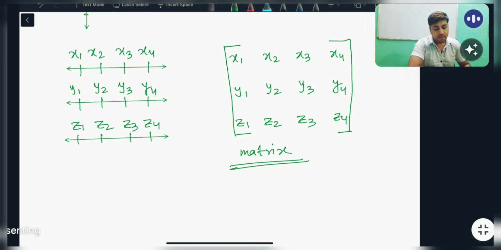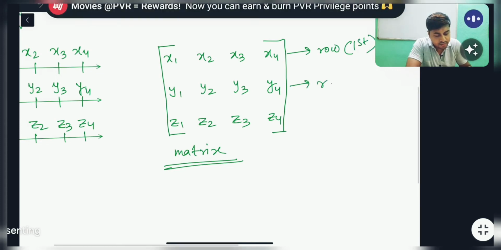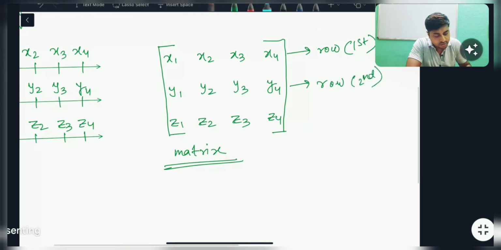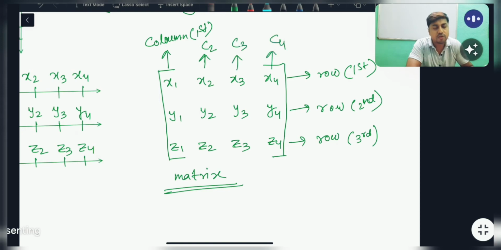Okay, where this is called a row. Row means there is first row, that is row second, that is row third. And in this way, this is called column first, that is C2, C2 means column 2, that is column 3, and that is C4, C4 means column 4. Okay, so how many columns are there?